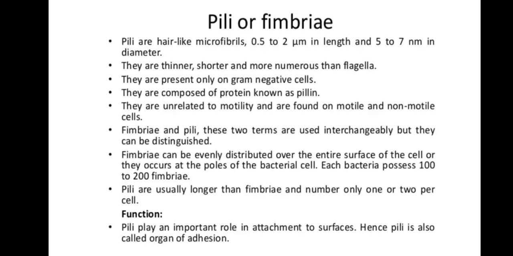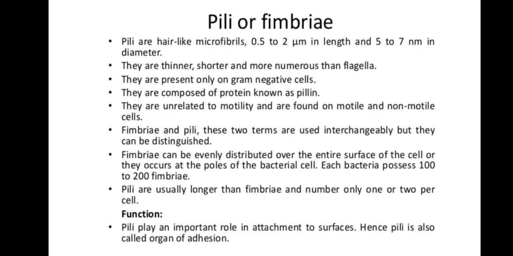Pili or fimbriae. Pili are hair-like microfibrils which have a length of about 0.5 to 2 micrometer and 5 to 7 nanometer in diameter. They are thinner, shorter and more numerous than flagella. They are present only on gram-negative cells. They are composed of a protein known as pilin. They are unrelated to motility and are found on motile and non-motile cells.